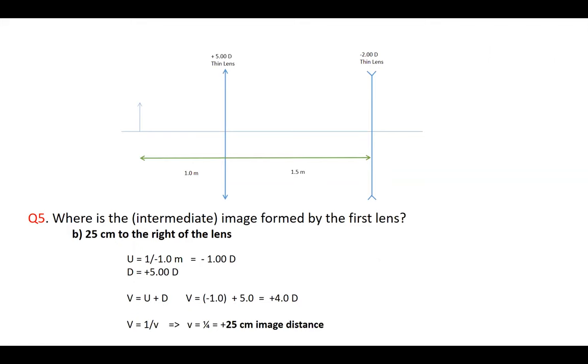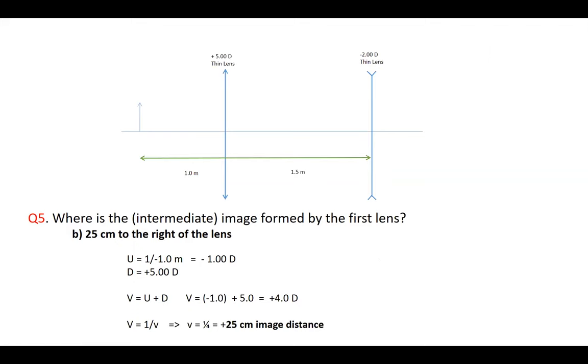So even if it was inside the primary focal length, if you keep the V equals U plus D equations straight, you should be able to determine how far to the right or to the left the image is produced. And if it's to the right of that lens, it would be a real image. If it's to the left, it would be a virtual image. And really, that's what it all comes down to: where is that image being produced, to the right or to the left of the lens?